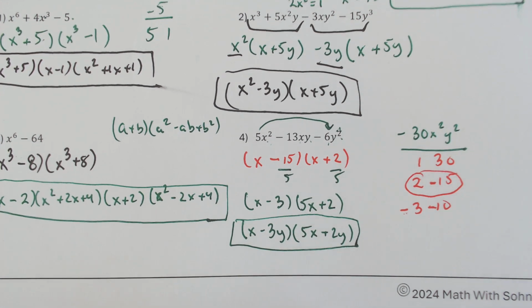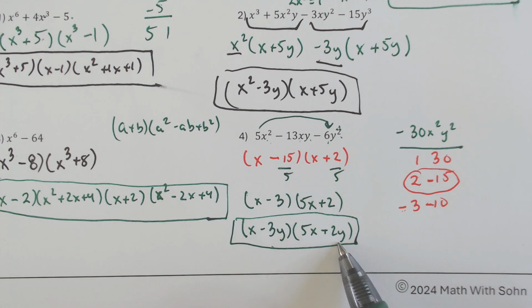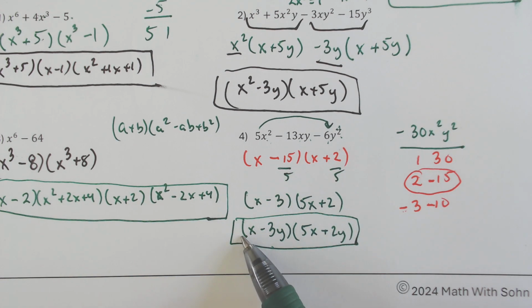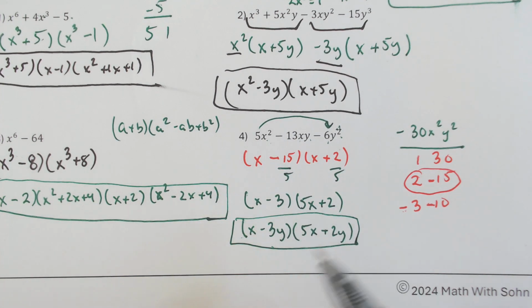Let's make sure it kind of makes sense. 3y squared and 2y makes negative 6y squared. And then x times 5x makes 5x squared. If we kept foiling, we'd probably end up with a 13xy.